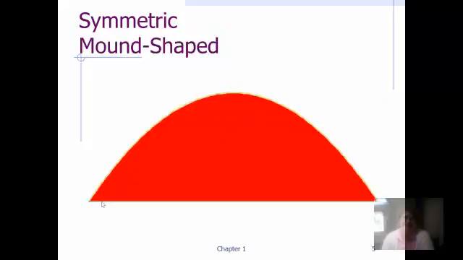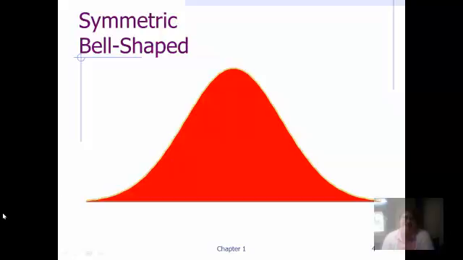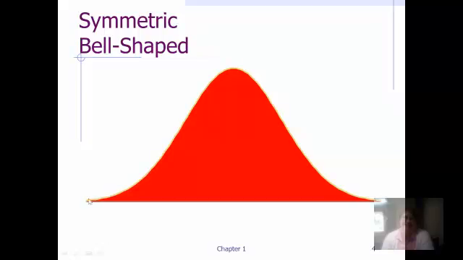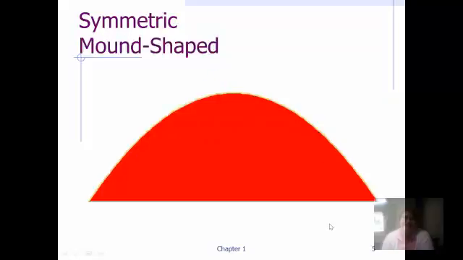Now, mound shape is similar. It's also symmetric, but notice that it keeps its curve direction throughout the whole range of scores. Remember, I'm going to back up here. In the bell-shaped, see how it curves in and then it curves out and then it curves in again. So just notice how the bell shape is different from the mound shaped.